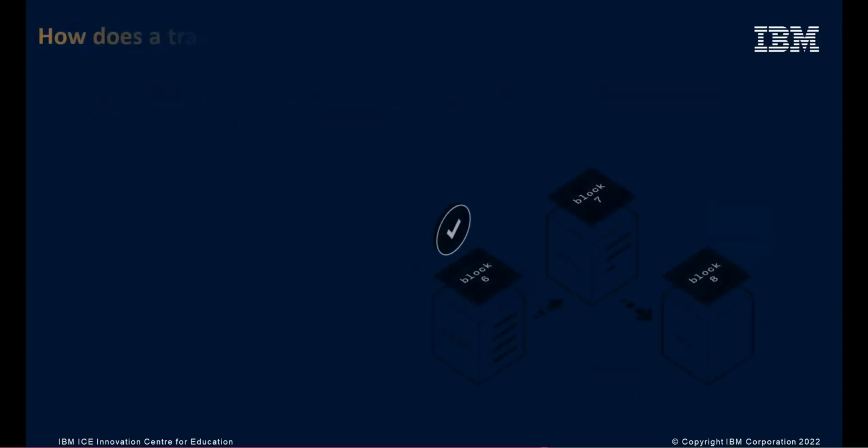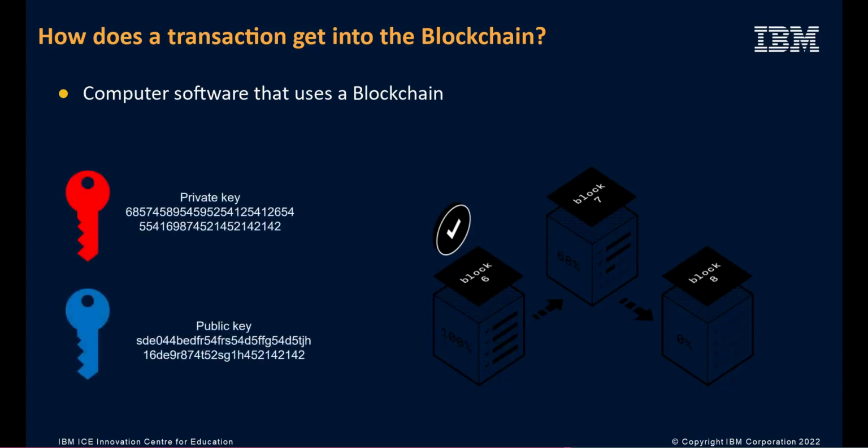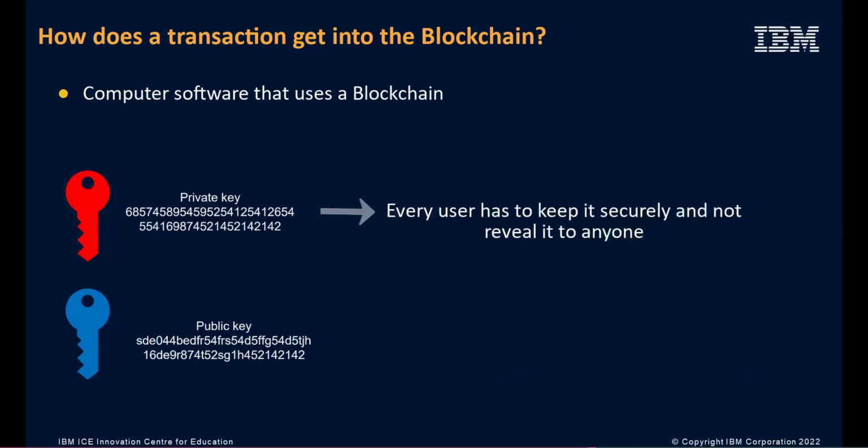Now, how do you make a transaction in a blockchain? Every computer software that uses a blockchain will give its users a public and a private key. These are again just like hashes. They are a random sequence of alphabets and numbers that are generated by the software itself. Every user has to keep their private key securely and not reveal it to anyone. The public key, on the other hand, can be revealed to everyone.